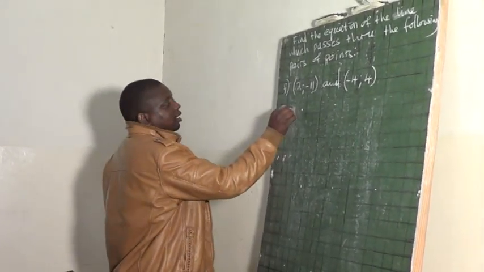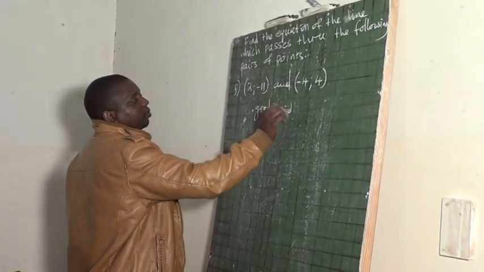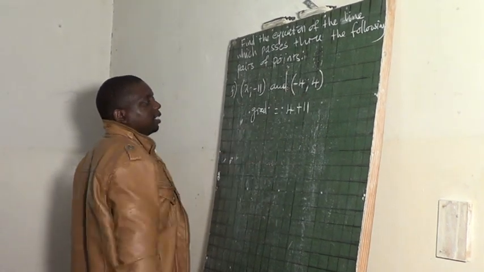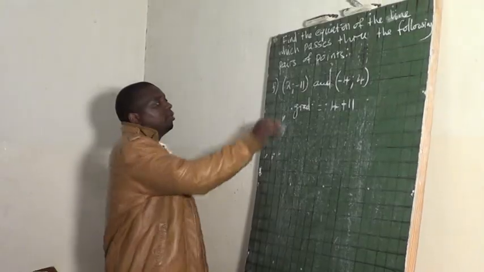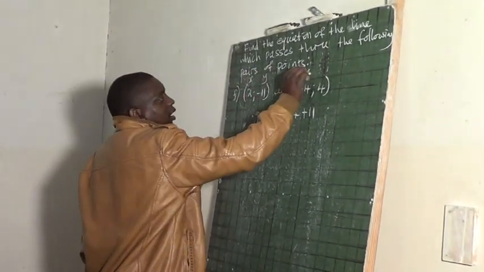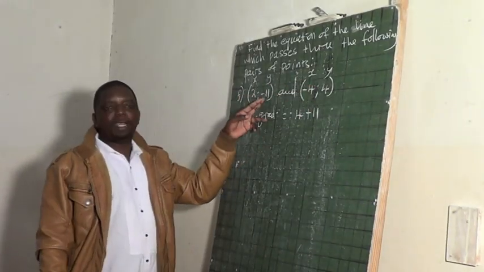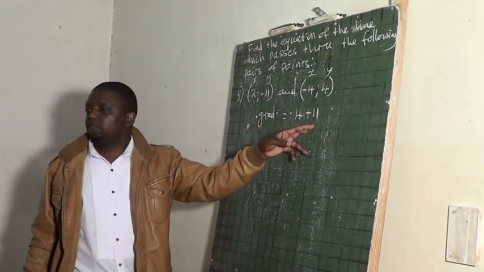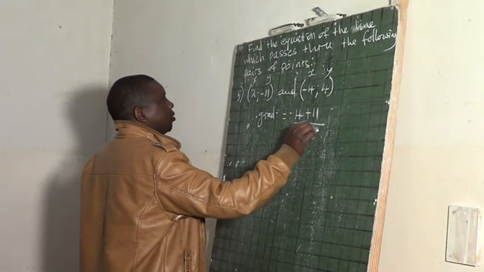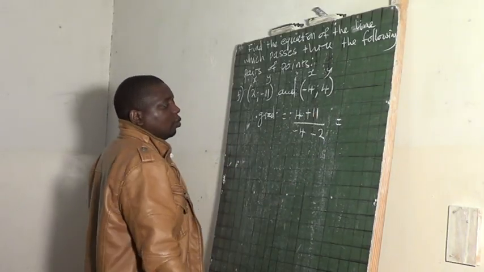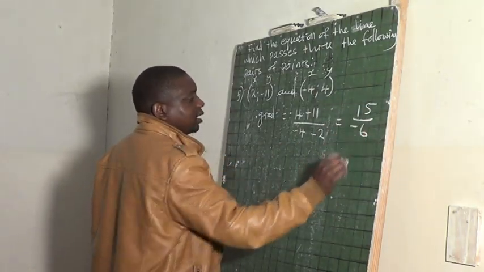So the gradient, we say, is equal to 4 minus minus 11, the difference in y coordinates. Remember we are saying xy, xy. So difference in y coordinates, 4 minus minus 11, gives us 4 plus 11 altogether, over minus 4 minus 2, which is equal to 15 over minus 6.